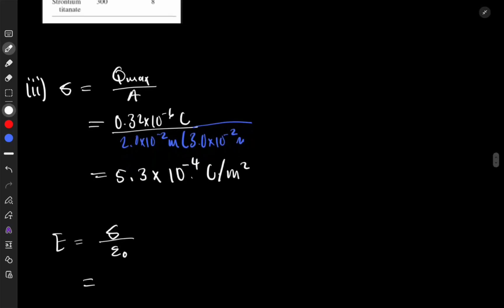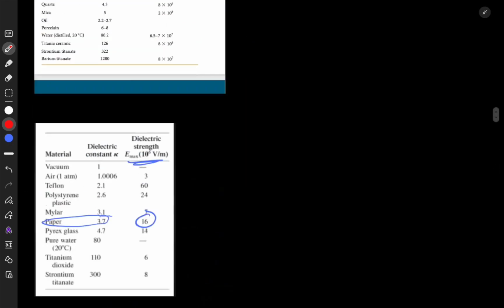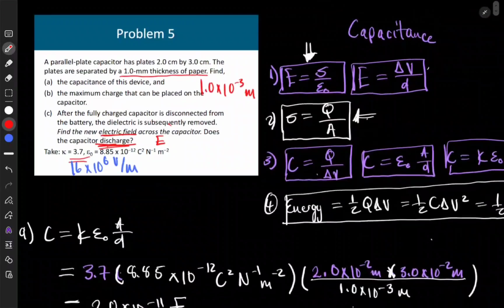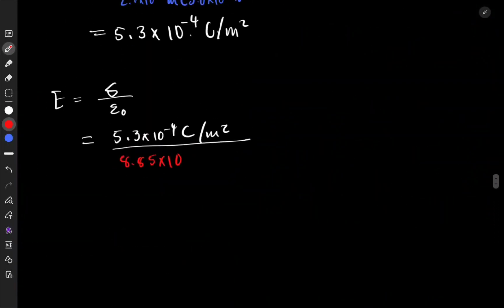So anyway, what is my sigma? 5.3 times 10 to the negative 4 coulomb per square meter divided by, what is my mu naught? 8.85 times 10 to the what? It's times 10 to the negative 12 coulomb squared per newton per meter squared.